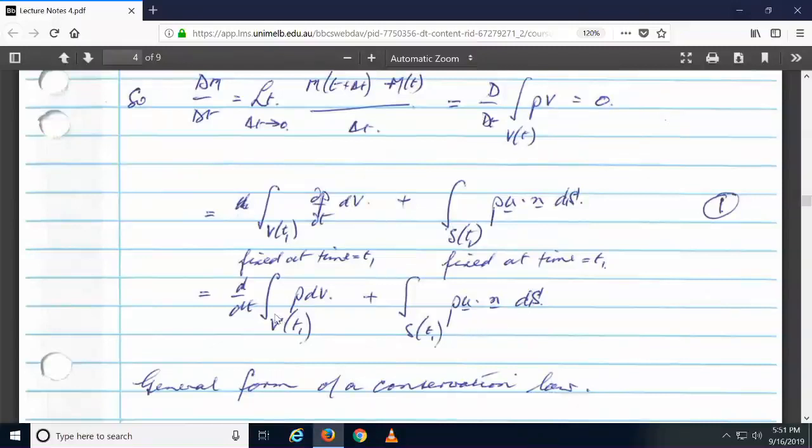Now that is so important that the original d dt of rho dV can be replaced by this total derivative of a volume that's fixed. So it's not the volume that moves with the particles anymore. It's the original fixed volume, the control volume, and this is the surface of the control volume.